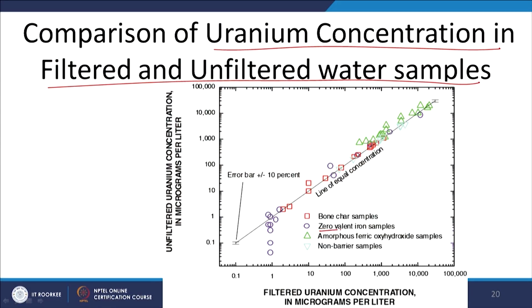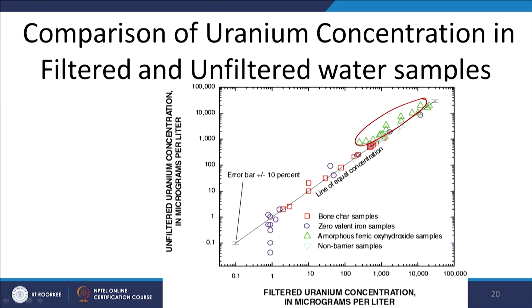Typically with respect to zero valent iron or bone char, these are the non-barrier samples, and they are right on the center line. But with respect to the amorphous case, you see that they are above this line. What does that mean? That you have colloids being formed. The unfiltered concentration is higher than the filtered concentration. I am talking about the amorphous form here. The concentration of uranium in the unfiltered samples is greater than in the filtered samples. If I look at this data point, you see that it is slightly higher. So what seems to be the case? It looks like the mechanism is leading to the formation of mobile colloids that are leaving the system.